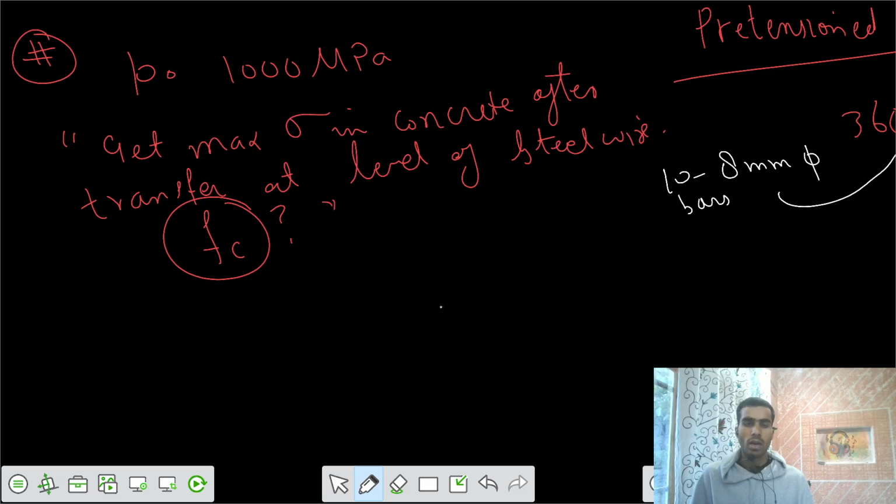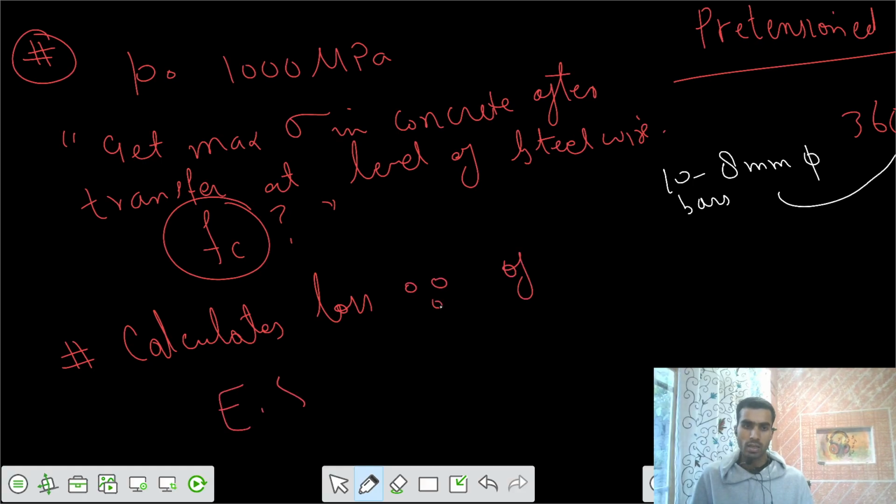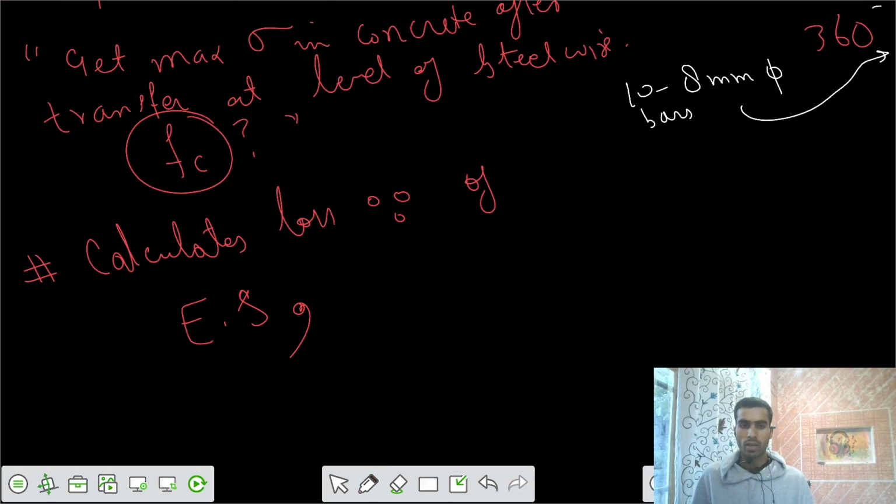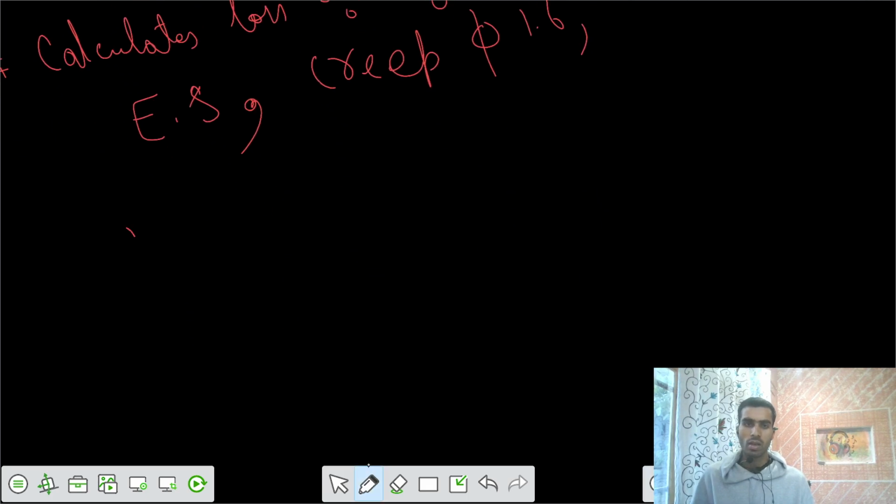After that, we have to calculate the losses. Losses because of elastic shortening at the level of CG of those bars. Then after that, creep, where the creep coefficient is given to you as 1.6. Third is shrinkage and relaxation.